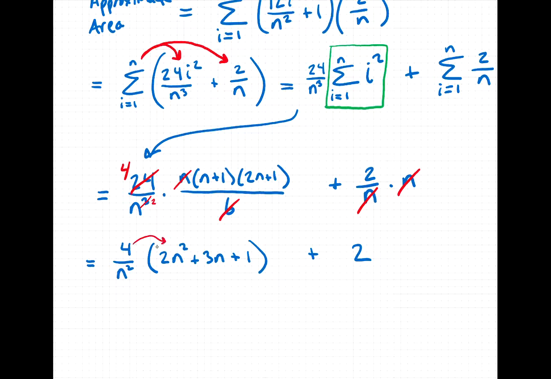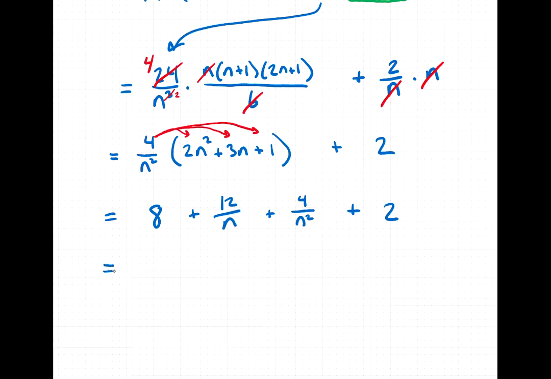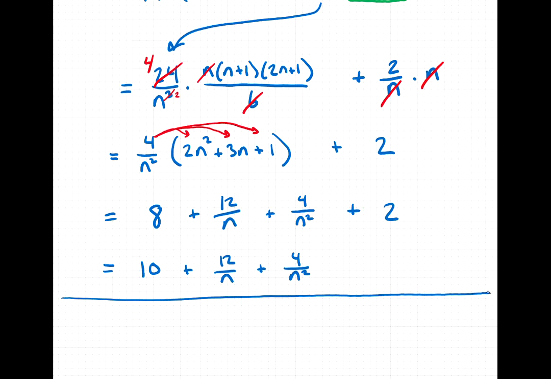All right, so now we could multiply through the 4 over n squared. So this is just a good amount of algebra we're doing here. So we multiply the 4 over n squared, we'll get an 8. We'll get a plus 12 over n. We'll get a plus 4 over n squared, and we've got a plus 2. And 8 and 2 is 10, so it looks like finally in this simplified form, that's 10 plus 12 over n plus 4 over n squared. So that is our approximate area using n rectangles.